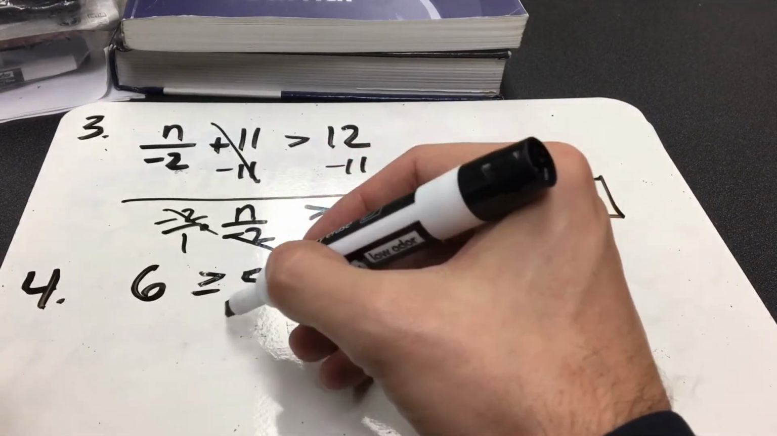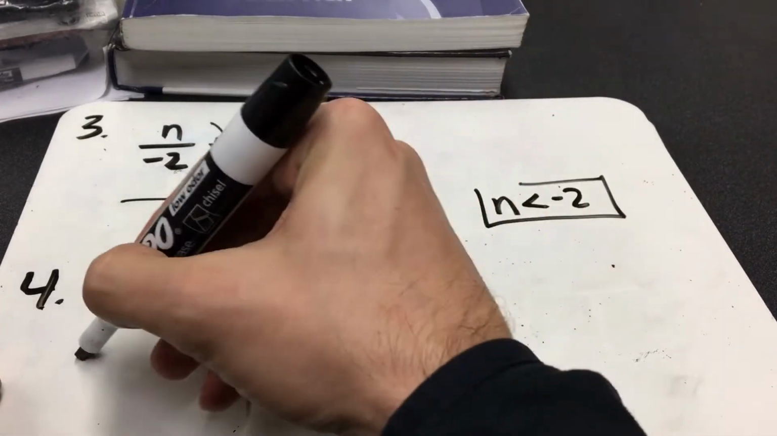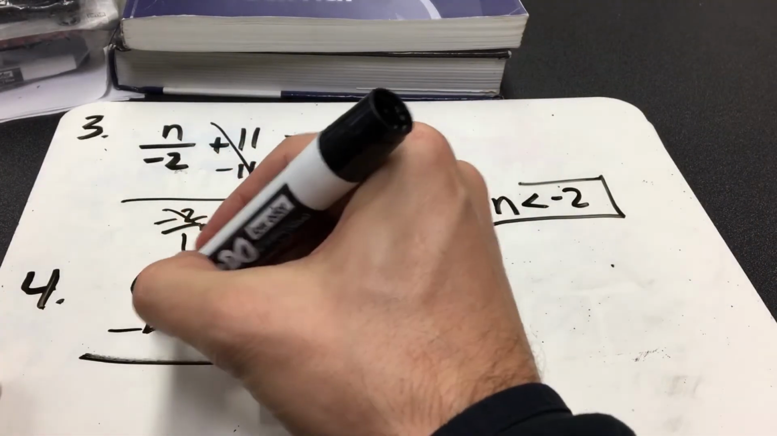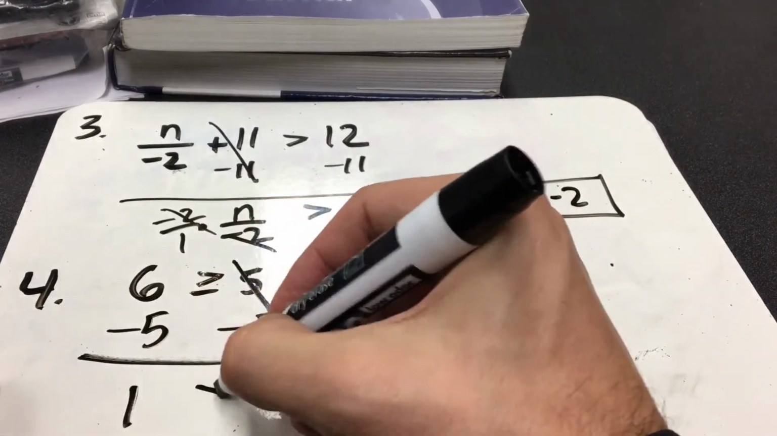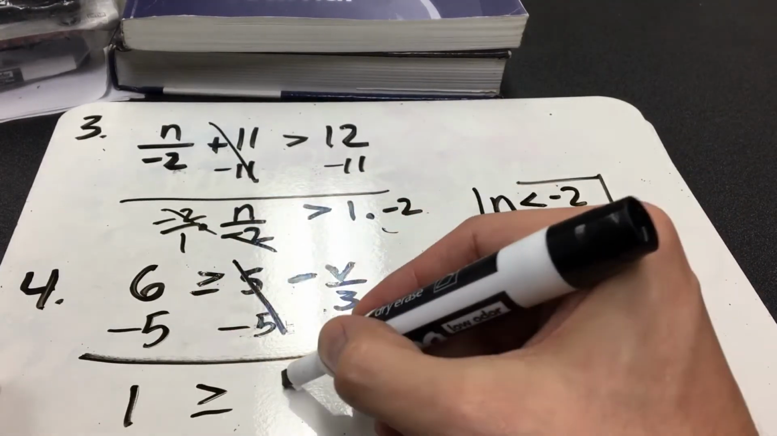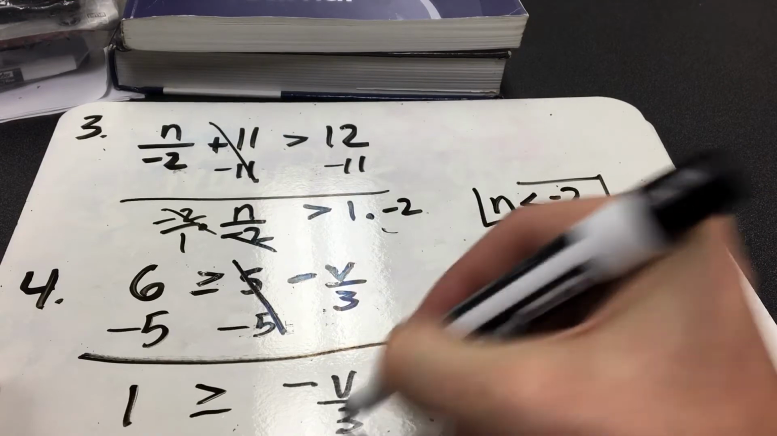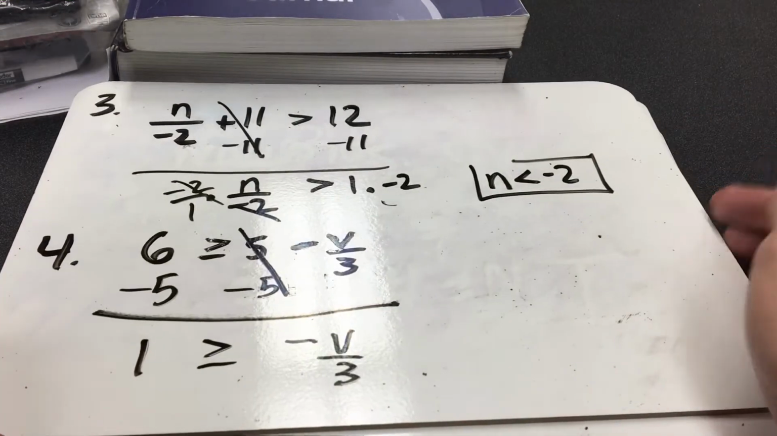So 5 minus 5 will equal 0. Don't do plus. The plus would make it equal 10. And so 5 minus 5 is 0. Here 6 minus 5 is 1. And then you can drop this down. Negative v over 3. This is the same thing as v divided by negative 3.